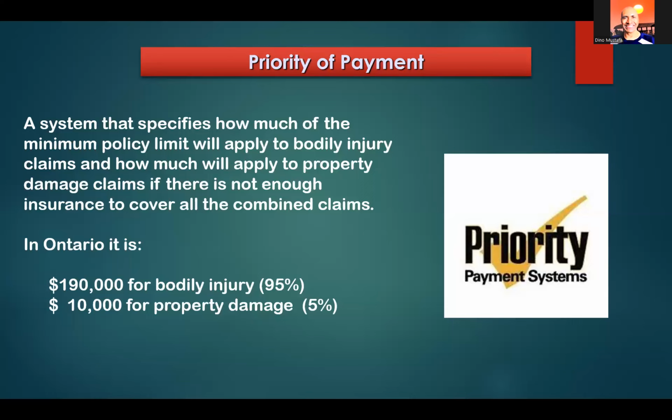Because people sometimes don't set the right priority. So that's why there is a system that specifies how much of the minimum policy limit will apply to bodily injury claims, so in this case 95%, and how much will apply to property damage claims if there is not enough insurance to cover all the combined claims. Okay, so let's say you sued somebody for $500,000. But the maximum limit available is only $200,000. Okay, there's no other recourse.